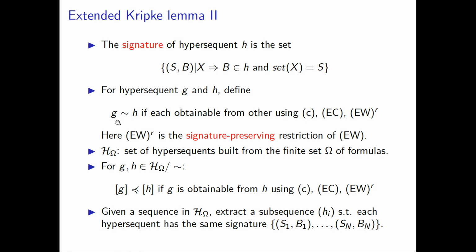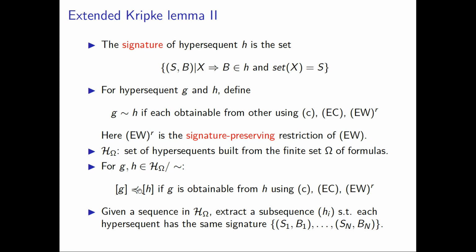You define the equivalence relation we were talking about before. For technical reasons, weakening is restricted to signature preserving weakenings, but I won't go into the technical details there. And then, if you take the set of hypersequents built from this finite set of formulas, we can take the quotient classes under this equivalence relation, and then we define the partial order as we planned to do before.